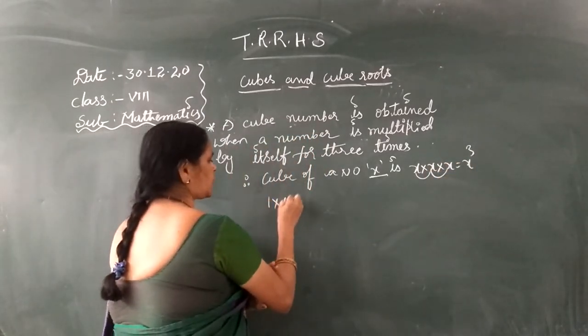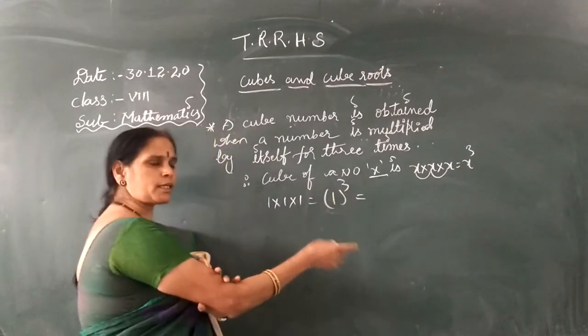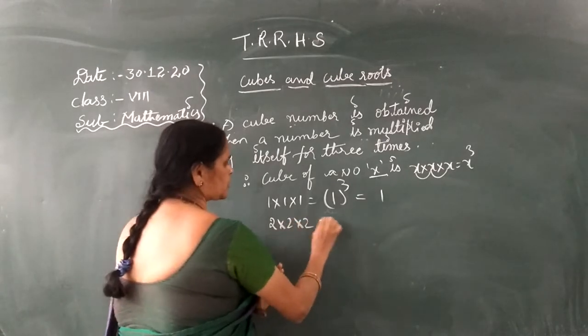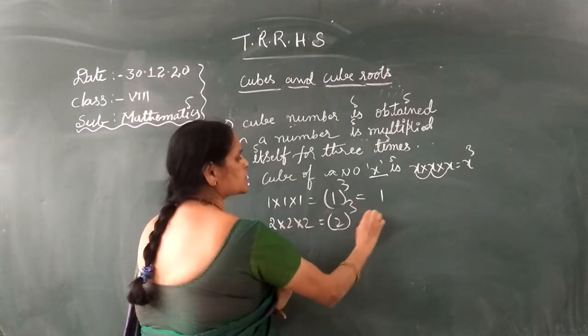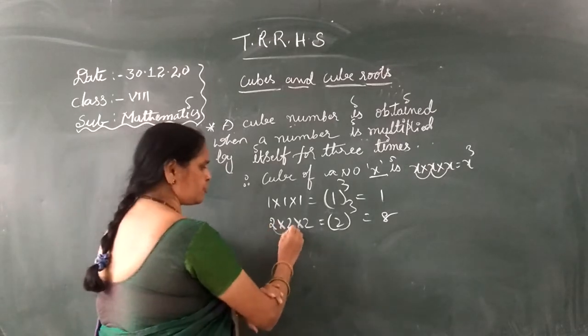Suppose 1 into 1 into 1. So it can be written as 1 cube. So what is 1 cube? 1. In the same way 2 into 2 into 2. That is 2 cube. How much is this? 8. So 2 into 2 into 2, 2 2s are 4, 4 2s are 8.